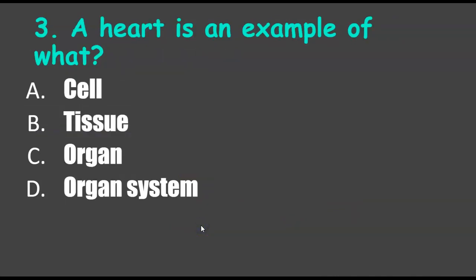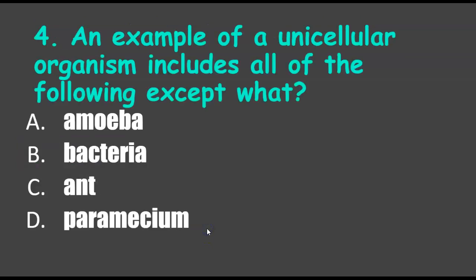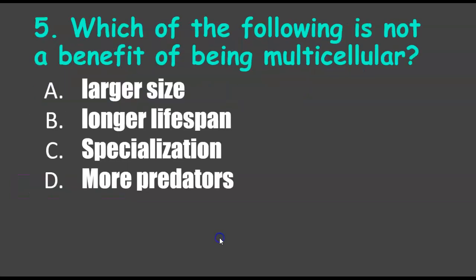A heart is an example of what? Is it a cell, tissue, organ, organ system? This one is going to be an organ. Okay. So for an example of a unicellular organism includes all of the following except what? Amoeba, bacteria, ant, or paramecium. This one is going to be an ant. The amoeba, the bacteria, and the paramecium are all examples of unicellular organisms.